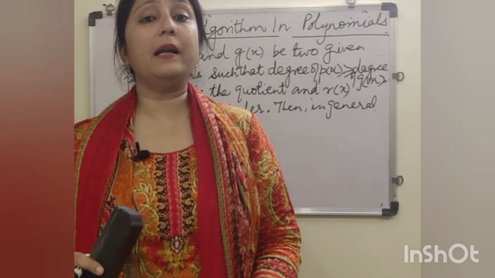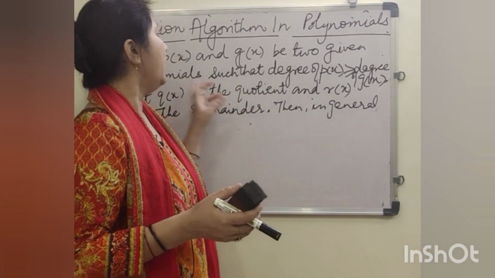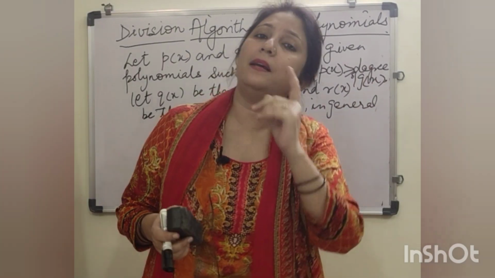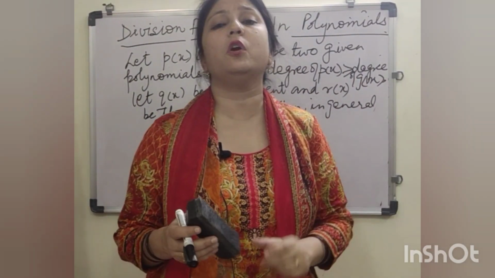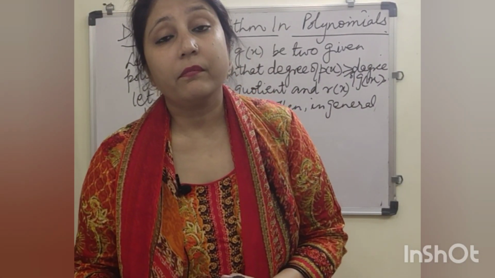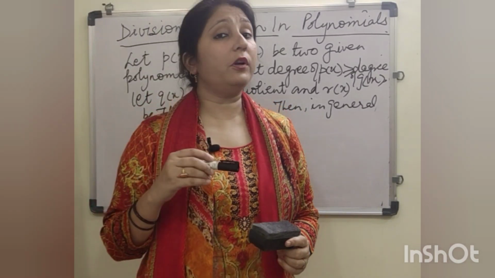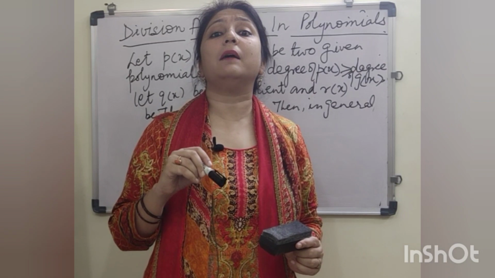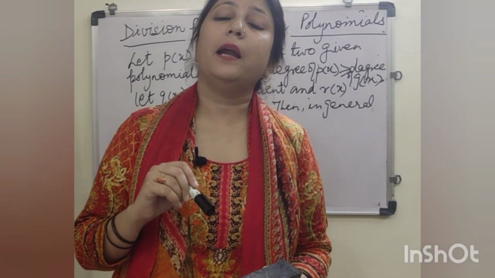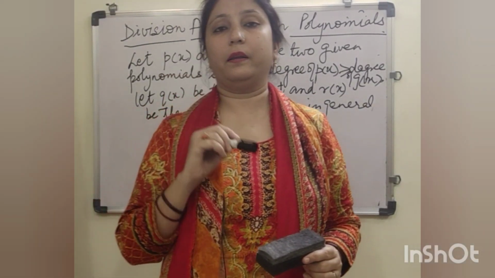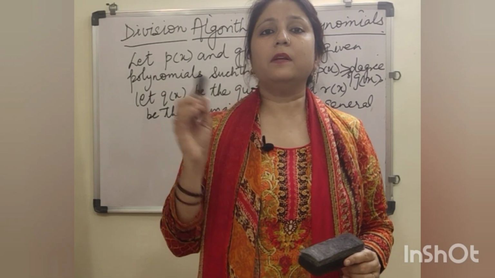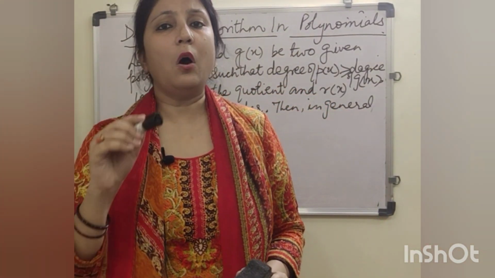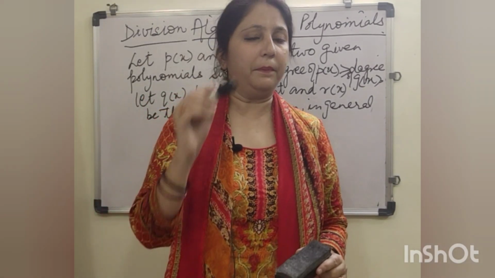But before that, you should ensure that the degree of polynomial p(x) should be greater than or equal to the degree of g(x). And when you divide p(x) by g(x), your quotient comes q(x) and you get the remainder r(x). This is all in terms of algebra. Now I'll take you to the arithmetic.